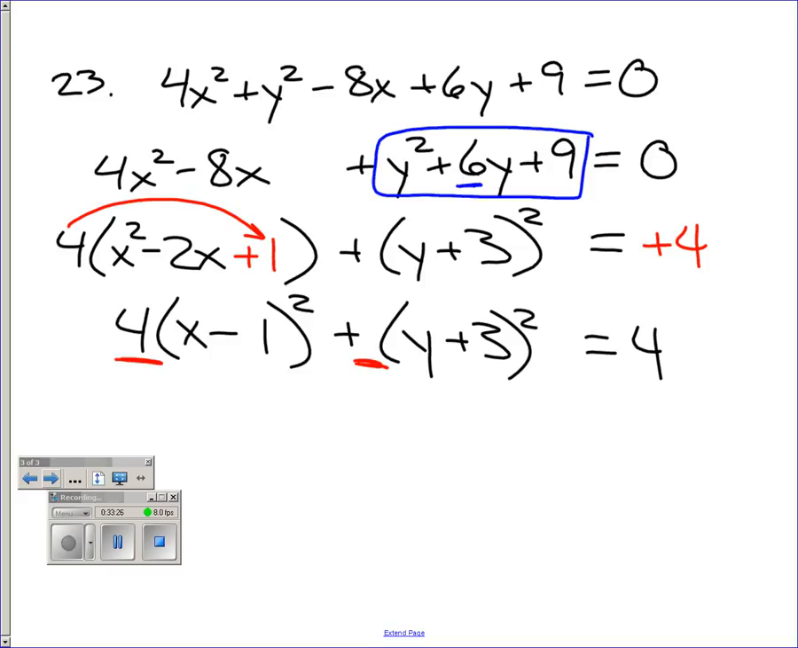9. All right. If it were any number other than 9 right here, I would have moved it to the right-hand side and then completed the square. But in this case, they just gave us a perfect square. So we don't have to go through and do anything with that part.